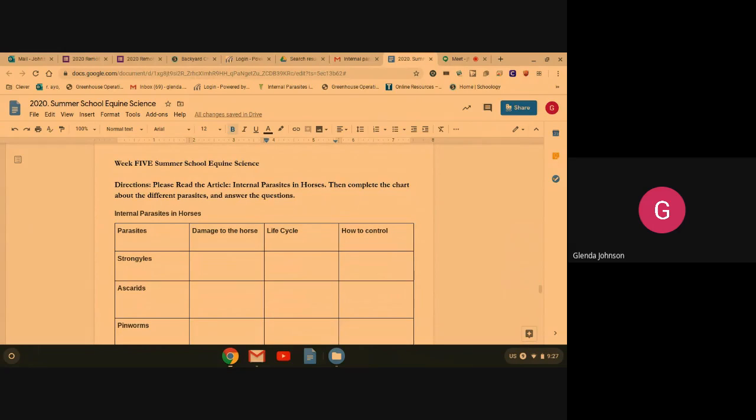Week 5 of summer school, equine science class. Again, we're going to read an article. This one's about internal parasites of a horse. I only gave you 3, and there are multiple ones of these, but these are pretty common. You should be able to figure out what kind of damage it does to the horse, what kind of life cycle that pest has, and this one will really tell you those life cycles, and then how to control it. How am I going to get rid of it in a horse?